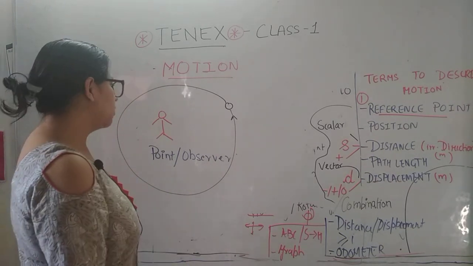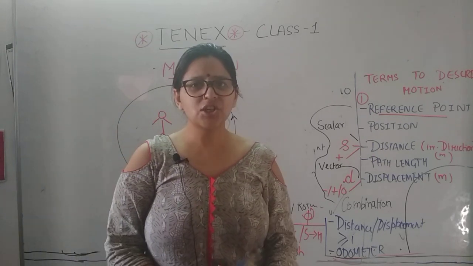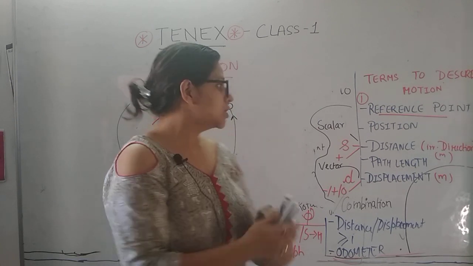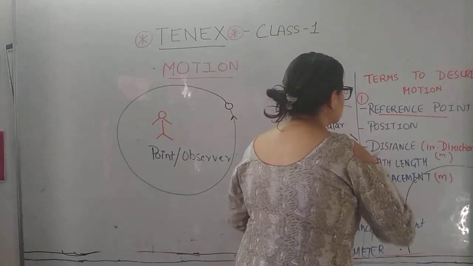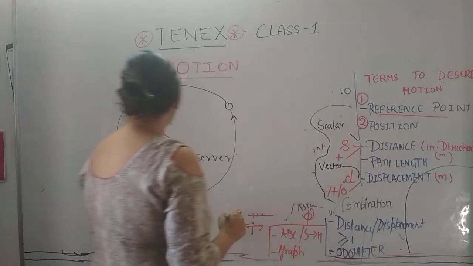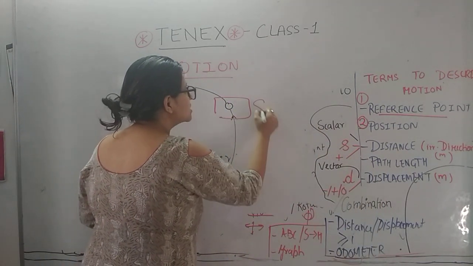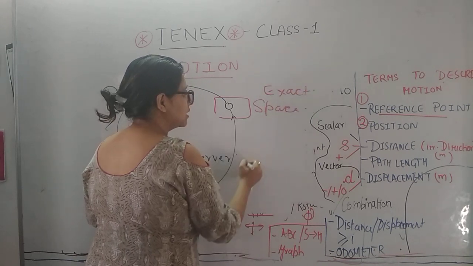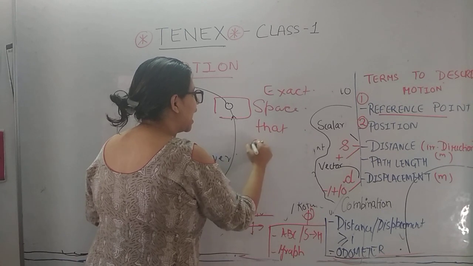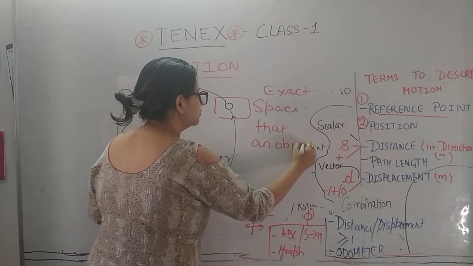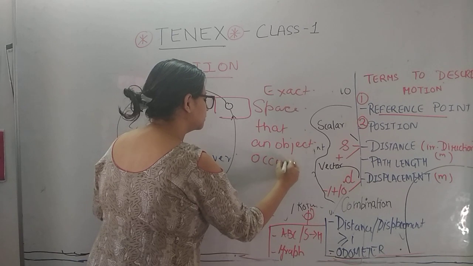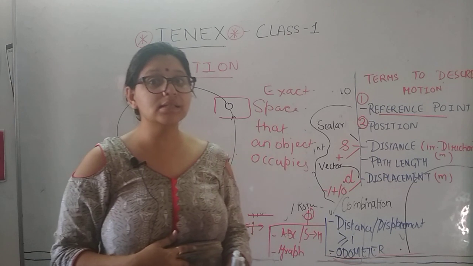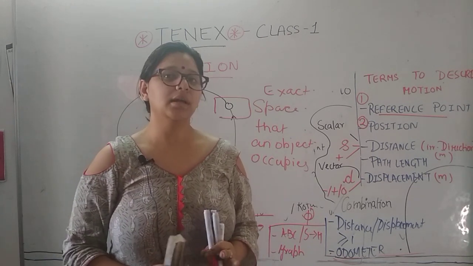Further guys, moving forward, what is position? The position is the exact point in space that you are occupying. So the next important definition is position. Position is the exact space that an object occupies. It is the exact space that an object occupies at that particular time that will be referred to as the position.